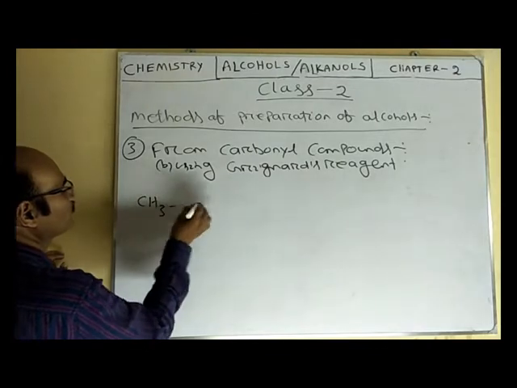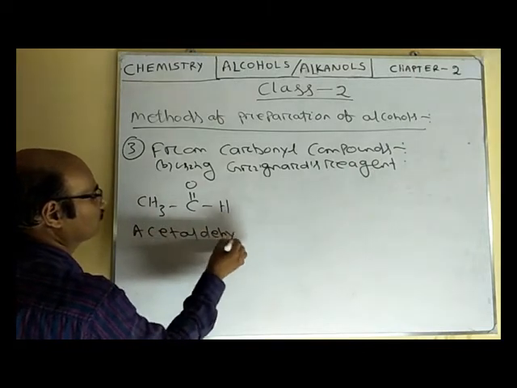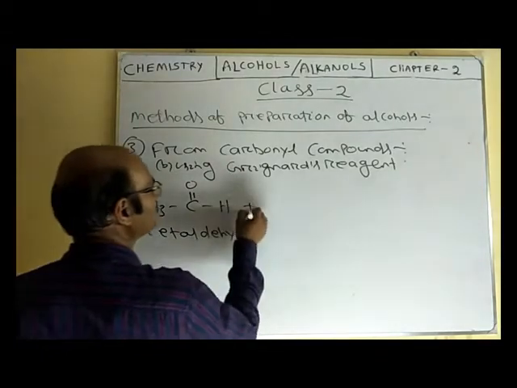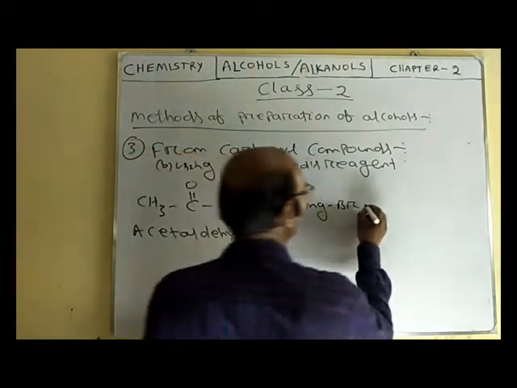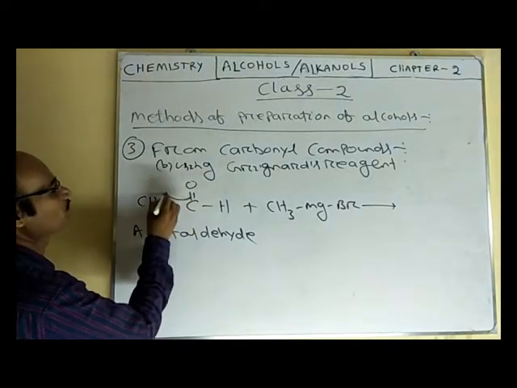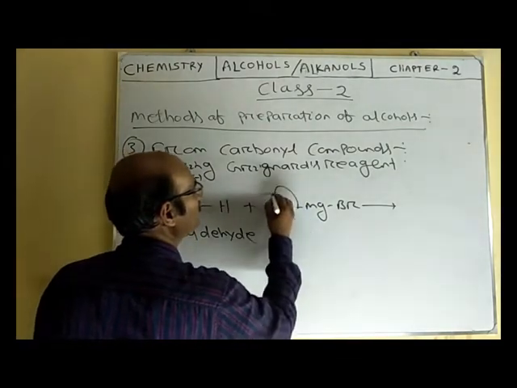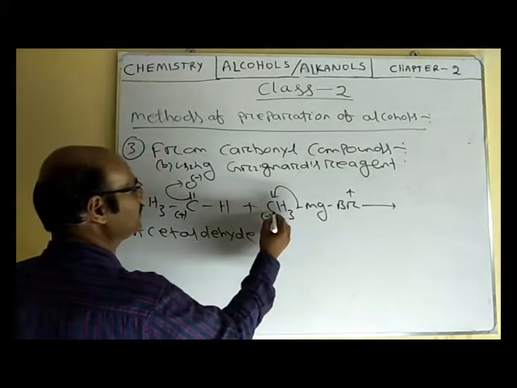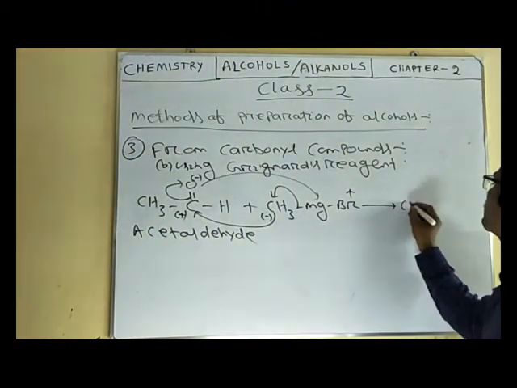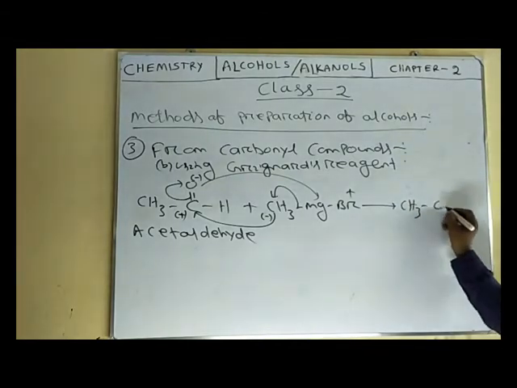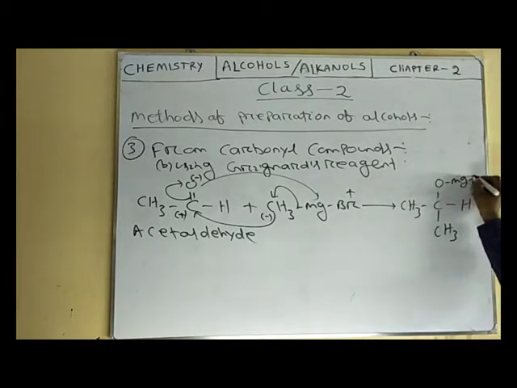CH3 C double bond O H, acetaldehyde, plus CH3 MgBr. What happened? This pi bond will break, this is minus, this is plus. Now CH3 becomes minus, MgBr plus. Now this will attach to this carbon and this to this one. So we will get CH3 CH CH3 O MgBr.